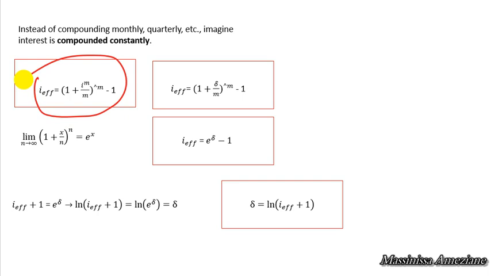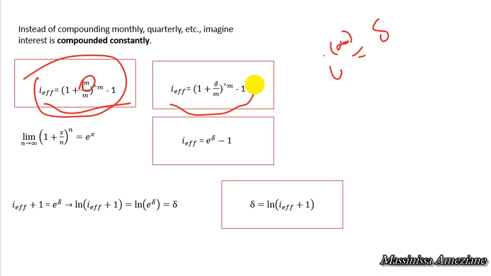So we know our formula, which is the effective interest rate is 1 plus the annual nominal interest rate divided by the number of periods, to the power of the number of periods, minus 1. Here, when we say it is force of interest, or compounded continuously, we can write it like this. So instead of this, we write it as lambda.